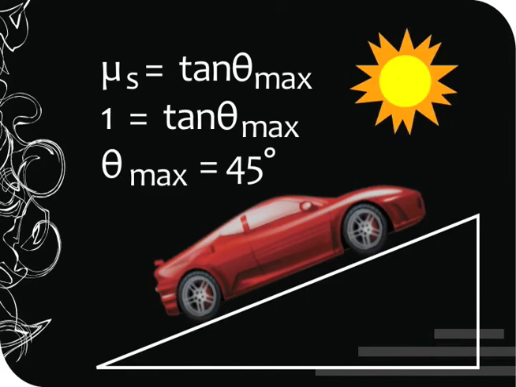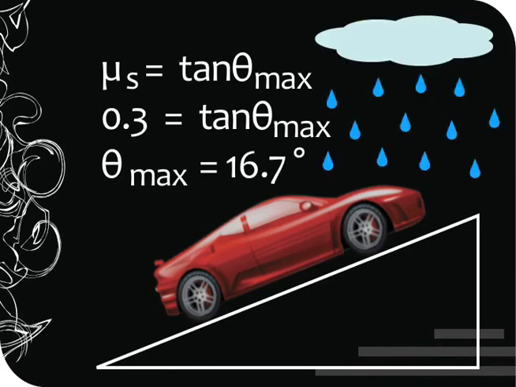However, if the concrete is wet, the static friction coefficient is 0.3 only. The maximum inclination angle before slipping occurs, in this case, is 16.7 degrees. You definitely do not want to drive up steep hills when it's raining.